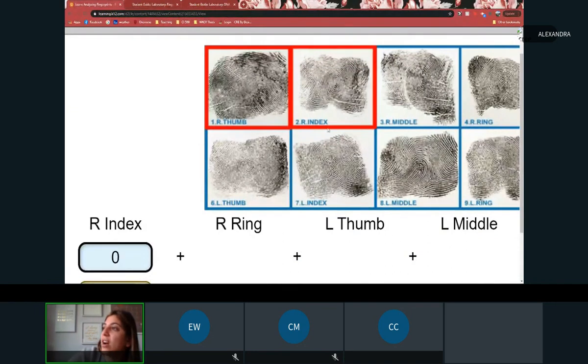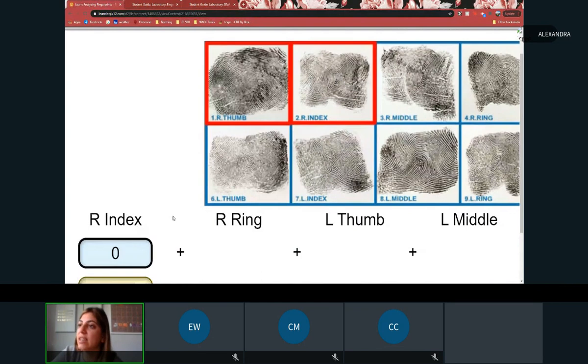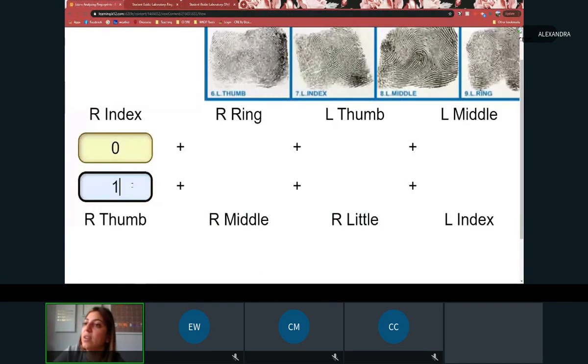And then we've got our right index. Does this look like a whirl? We've got one delta right there. And do we see another delta? There's one delta right there. And I think I see one over here. So I'm going to put 16 because I think that the right thumb is a whirl.